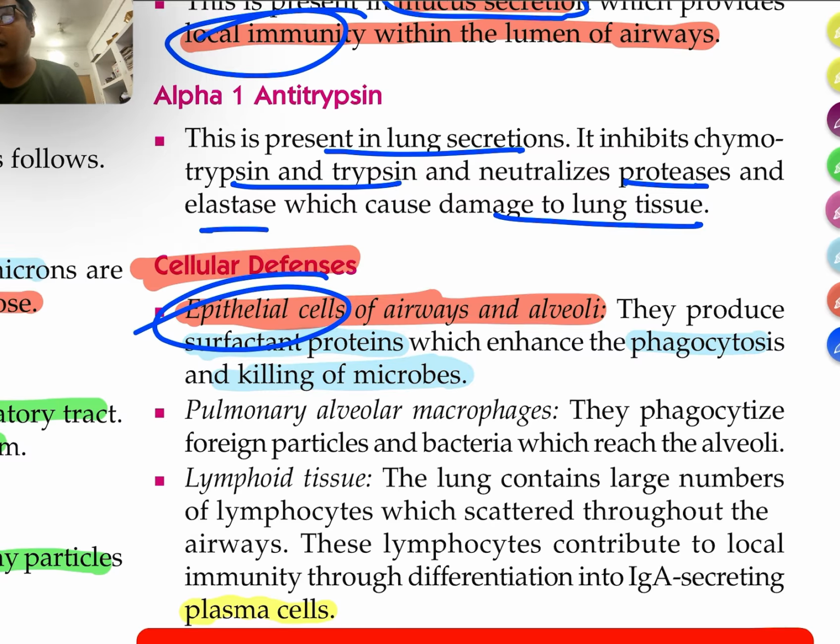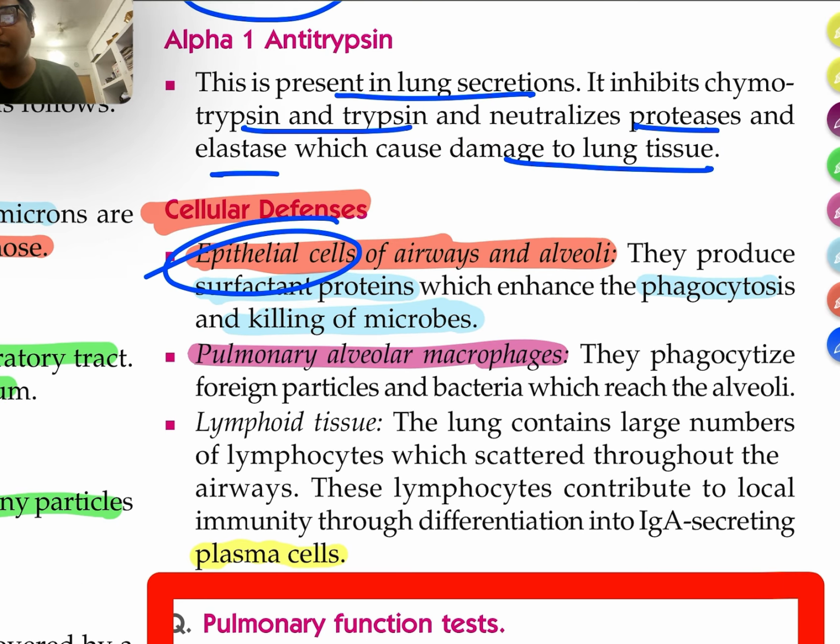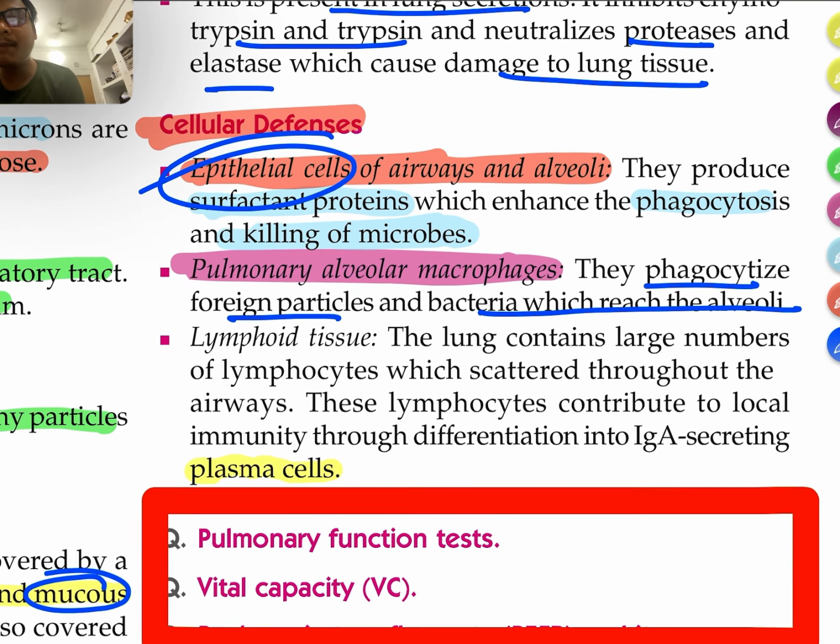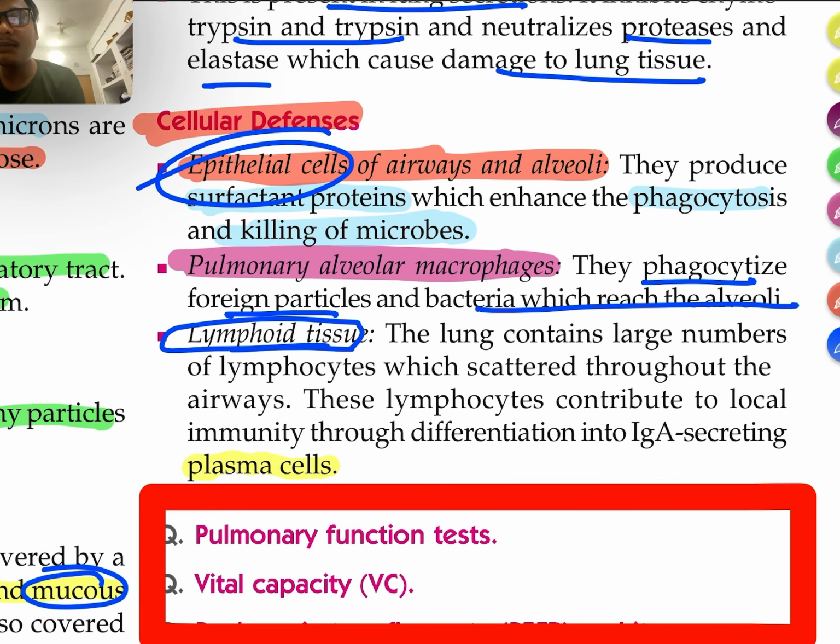After that, next is our pulmonary alveolar macrophage. What is the function of the pulmonary alveolar macrophage? As we all know, the function of a macrophage is phagocytosis of foreign bodies and bacteria in the alveoli. Next is our lymphoid tissue. The lung contains a large number of lymphocytes, which are scattered throughout the airway.